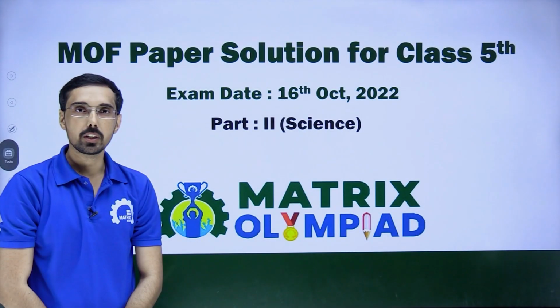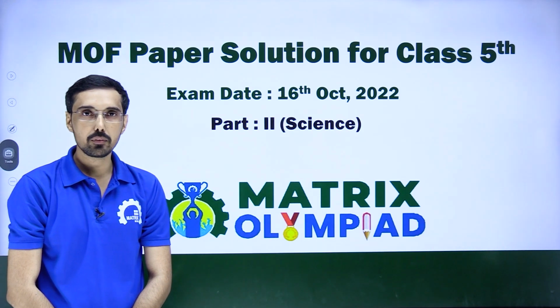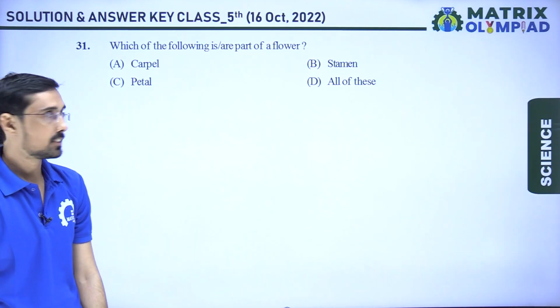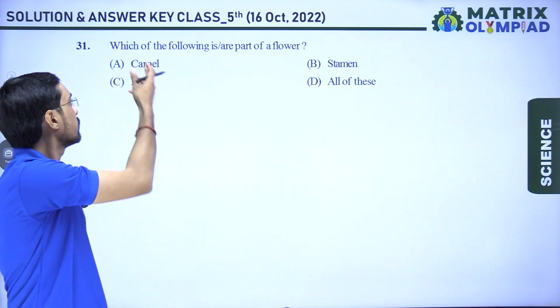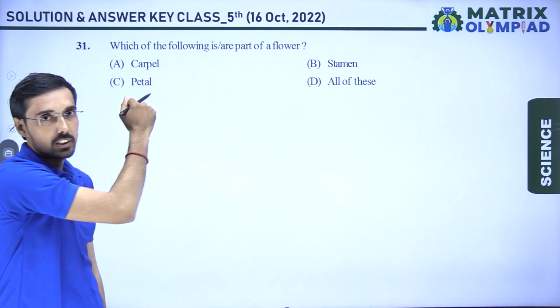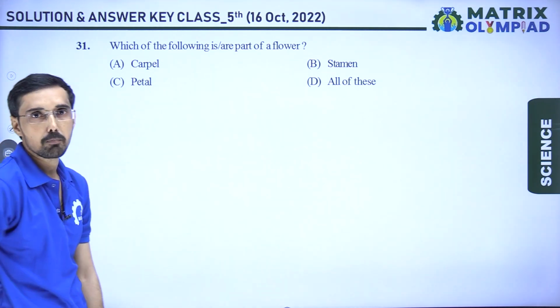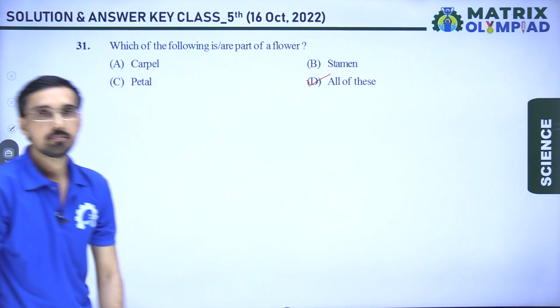Hello students, today I will discuss with you the paper solution of class 5th science part 2. First question is, which of the following is are part of flower? First is carpel, stamen, petal and all of these. As we all know that carpels, stamens and petal all are the part of flowers. So the D option is correct.